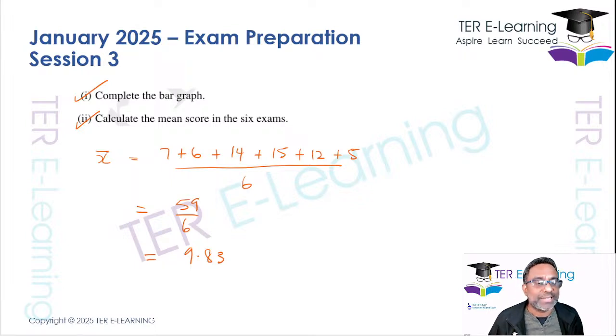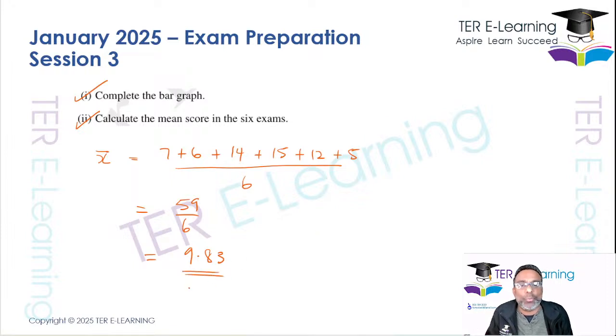Somebody's asking whether to put 9.83 or 9.8. If you put 9.8, you'll still get the marks. If you put 9.83, you'll still get the marks. So you can go to 1 decimal place or 2 decimal places, you'll still get the mark.